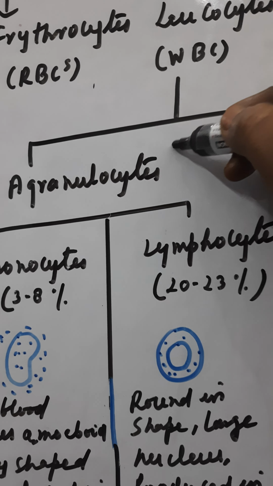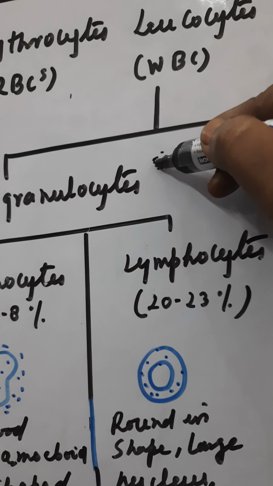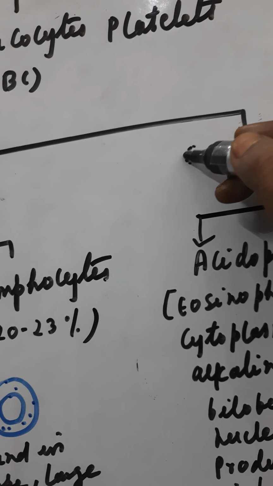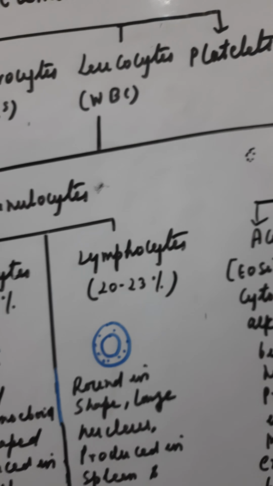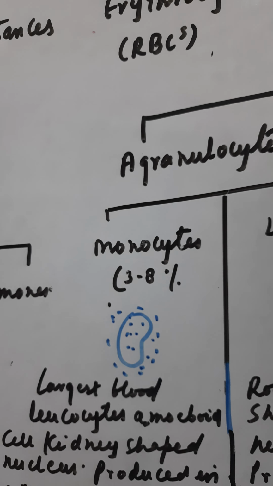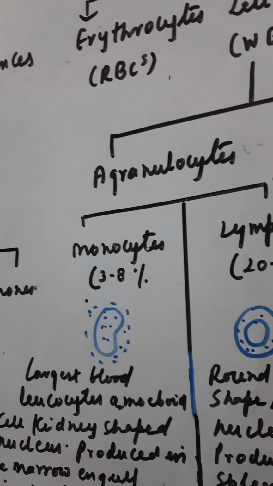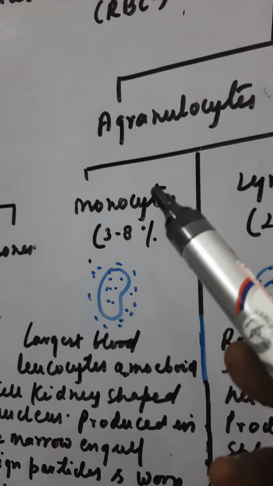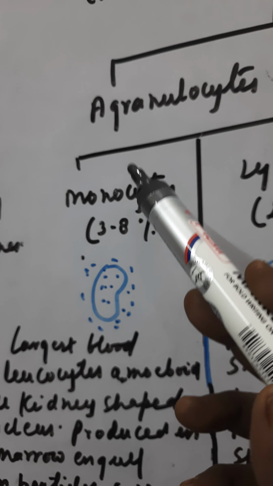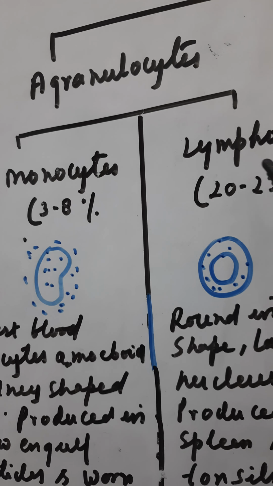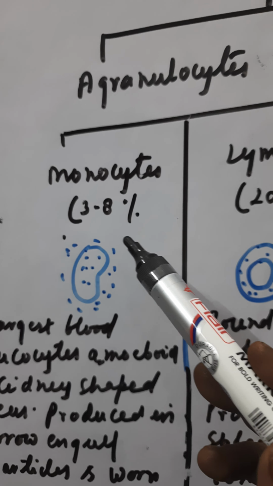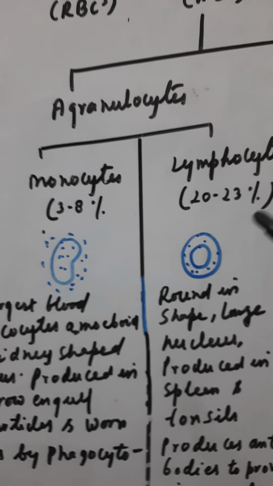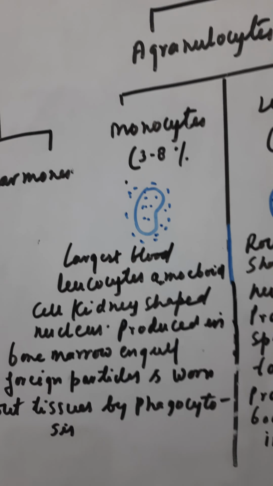Granules means small specks like this. These are the granules. So if the granules are present like here, they will be called granulocytes, and if the granules are absent in the cytoplasm, they will be called agranulocytes. Now agranulocytes are again divided into two, monocytes and lymphocytes. Monocytes 3 to 8%, lymphocytes 20 to 23%. Please refer in your book, the types of WBC are given.